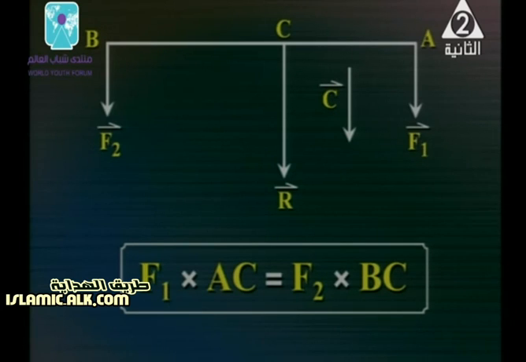When we find that R has magnitude F1 plus F2, what is the direction of R? We use F1 times AC equals F2 times BC. By another method, we form F1 over F2 equals what? Yes, AC over BC.